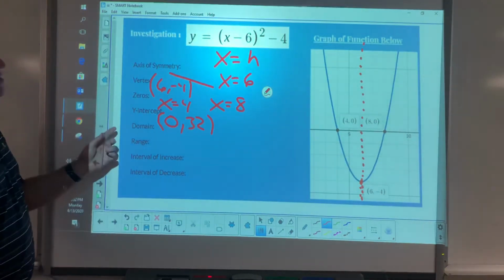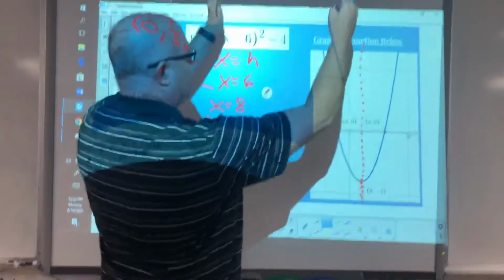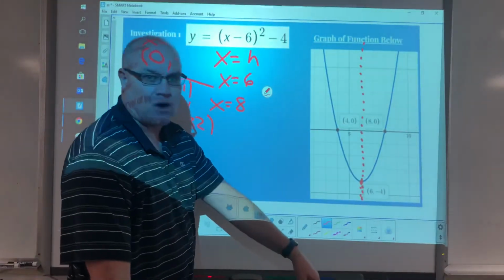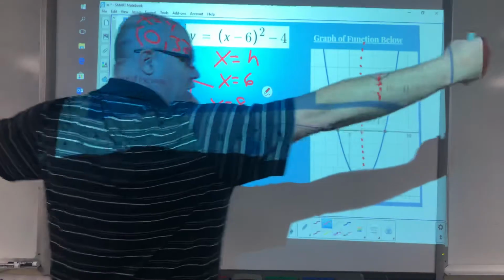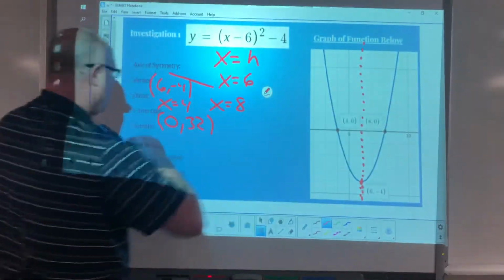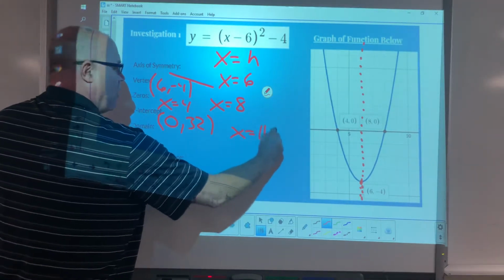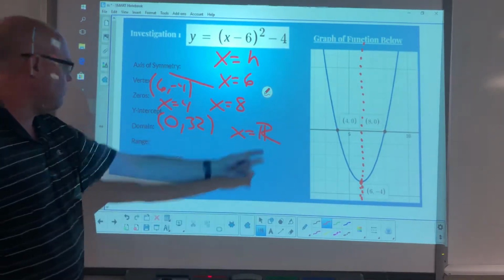Okay? What's the domain? Well, the domain for all parabolas, they go up, up, up, and away, or they go down forever, depending on whether they open up or open down, but they go wider, wider, wider, and wider. So the x values, it's all real numbers. So our domain should have been x equals all real numbers. There's a symbol for all real numbers.